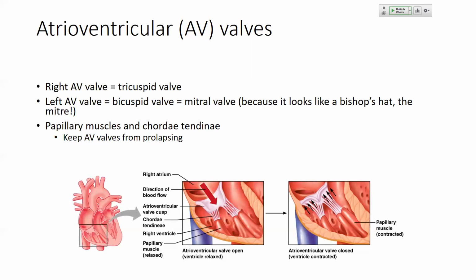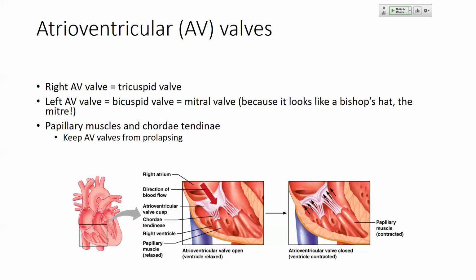Cusps are basically these leaflets. So this is a valve, and these two dangling parts of the valve that go down into the exiting chamber are what we call the cusps. If there are two cusps, we say it's a bicuspid valve. In the case of the left side, if there are three cusps, we say it's a tricuspid valve in the case of the right side of the heart.